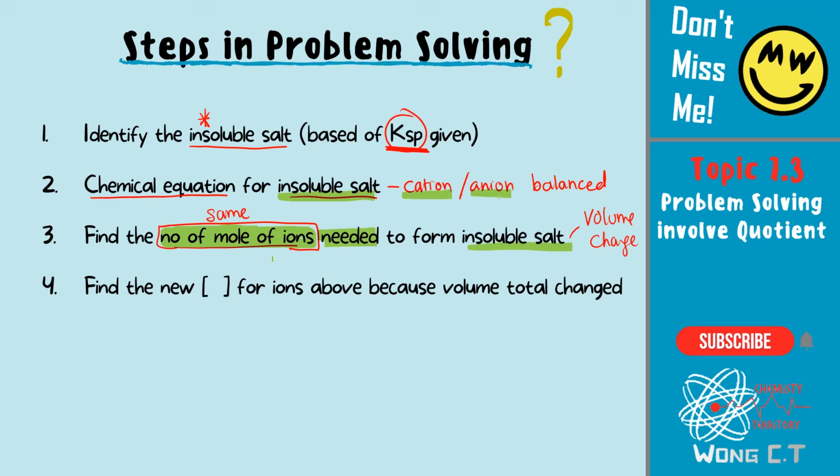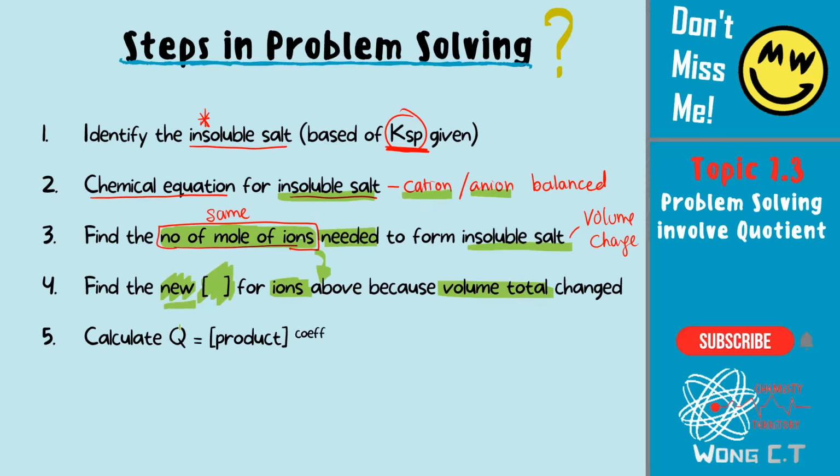Next, when you have the number of mole already, find the new concentration. Find the new concentration of who? For the ions that you calculated above. For all the ions that you calculated above, you are going to change it to the new concentration because the total volume changes. So make sure you are using the new total volume.